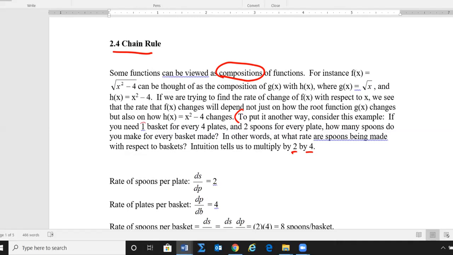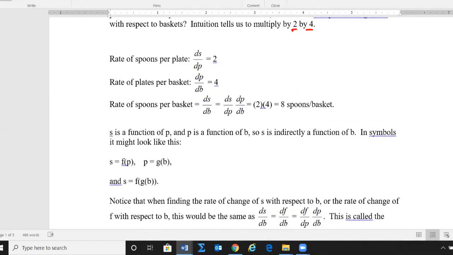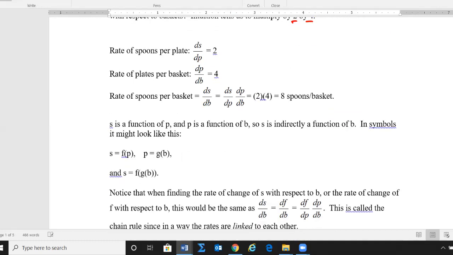So in calculus terms, using our terminology, our vocabulary and our symbols, things might look like this. The rate of spoons per plate, ds/dp, is 2. The rate of plates per basket, dp/db, is 4. So the rate of spoons per basket, ds/db, is the product of these 2 rates, ds/dp and dp/db. So you get 8 spoons per basket.